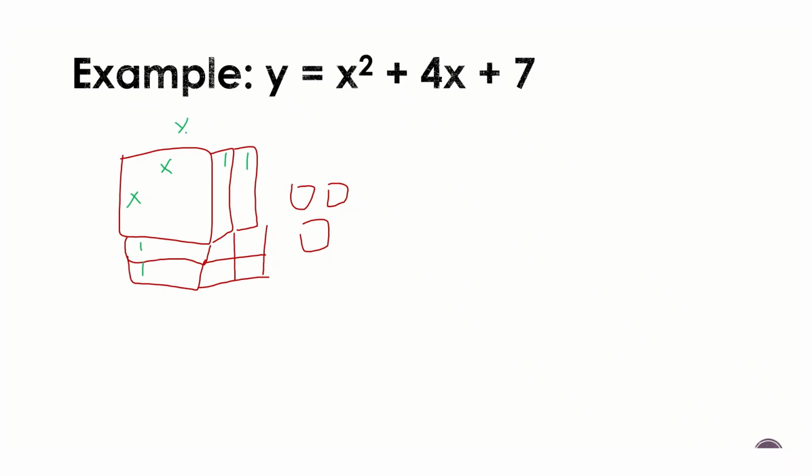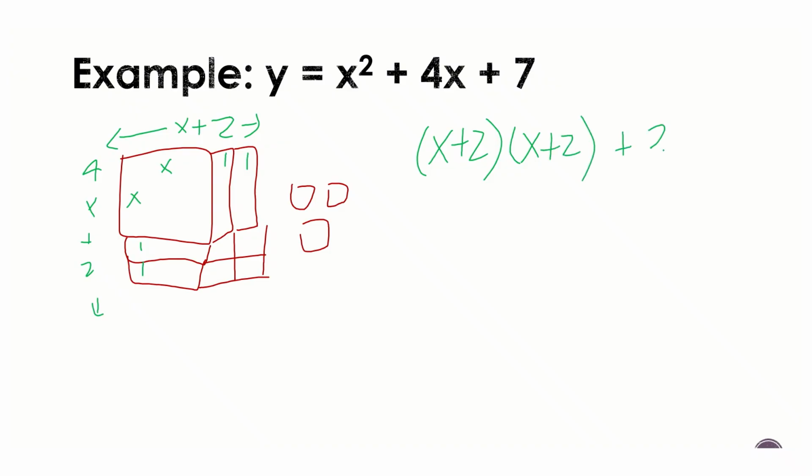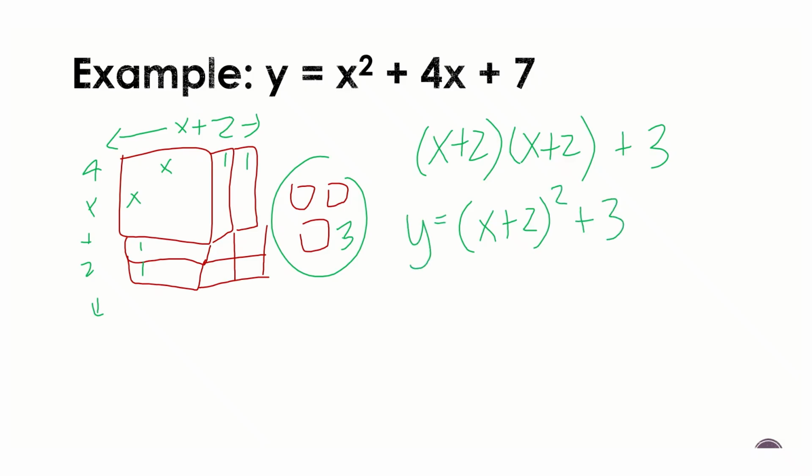So this dimension up here is x plus 2, and this is also x plus 2. So this whole thing would be x plus 2 times x plus 2, that's the area. And then I have these 3 that are hanging out here. That's just 3. And then we can write x plus 2 times x plus 2 as x plus 2 squared, because that's what it means to square something. It means to multiply it by itself. And ta-da! We've got it in vertex form.